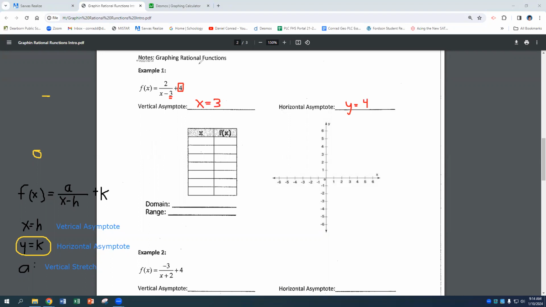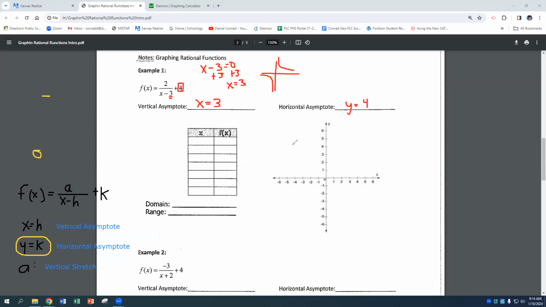X equals 3. I can also do this by solving the denominator for 0. So I can write x minus 3 equals 0 and solve for x. I add 3 and I get x equals 3, right? So if I substitute in 3 for x, I'm going to get 3 minus 3, which is 0. And 2 over 0 doesn't work. I can't have 2 over 0 because I can't have a 0 in the denominator. So that's why we're going to put 3 there. Okay, and then the last thing, we're going to have a stretch of 2. And since a is positive, it's a positive 2. Our graph is going to be in the top right and the bottom left.